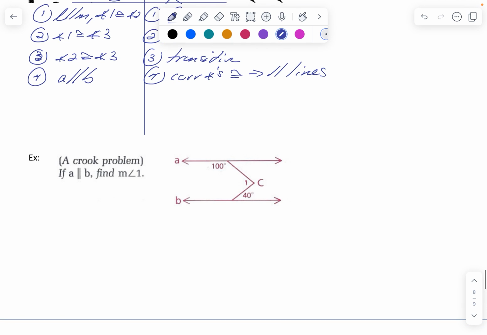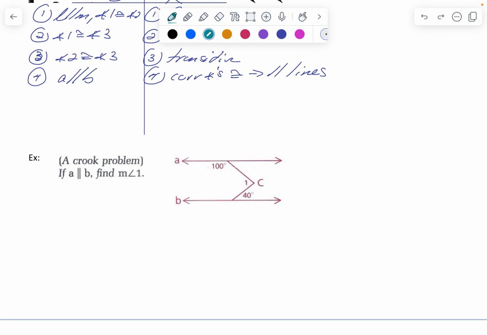All right, here's the last problem. Now remember, we learned that if we have a line and a point not on the line, there's exactly one line through that point that's parallel to the other line. And so we want to figure out the measure of angle 1. But right now, angle 1 is not a transversal of two parallel lines. We got this crooked transversal thing going on.